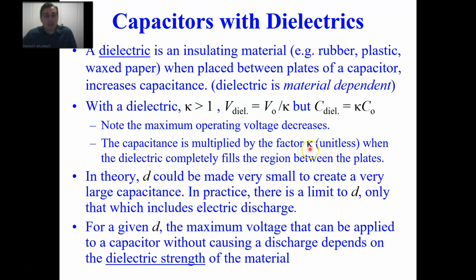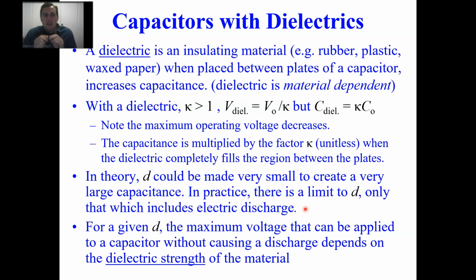By the way, kappa is unitless, and the dielectric is usually going to completely fill the region between the plates. Now, in theory, you could take the distance between capacitor plates and make them very small to create a very large capacitance. But in practice, there's a pragmatic, practical limit to d, which is going to exclude electric discharge. In fact, most modern capacitors, which are in devices like mobile phones and computer tablets and so on, are very, very small, and the distance between capacitor plates is on the order of micrometers.